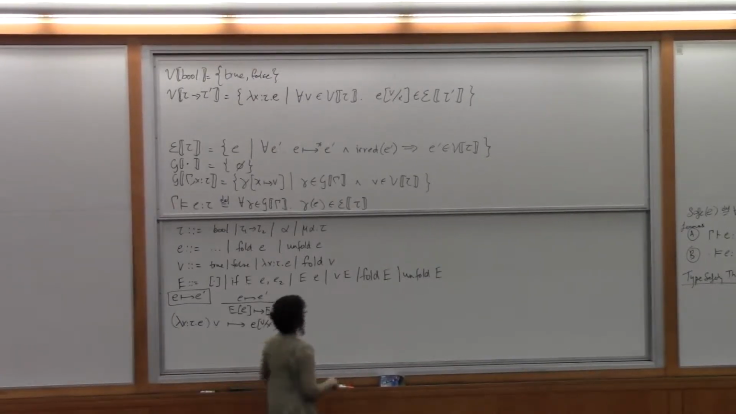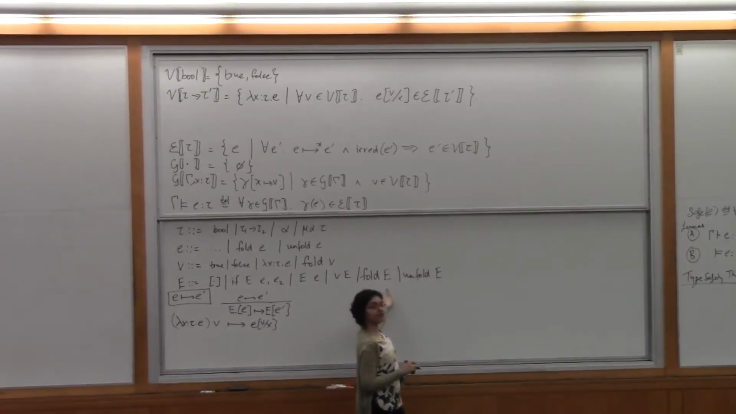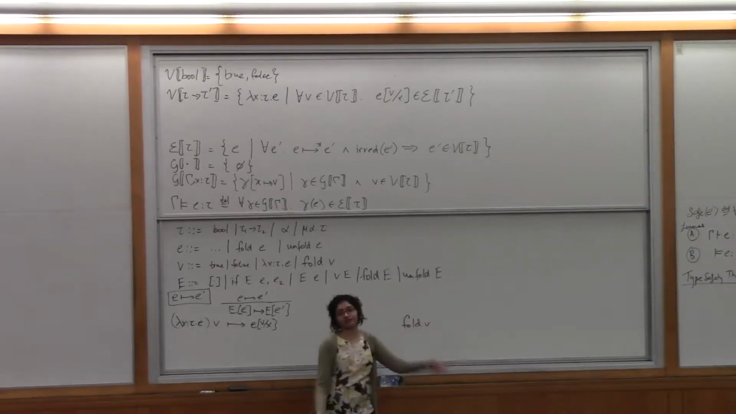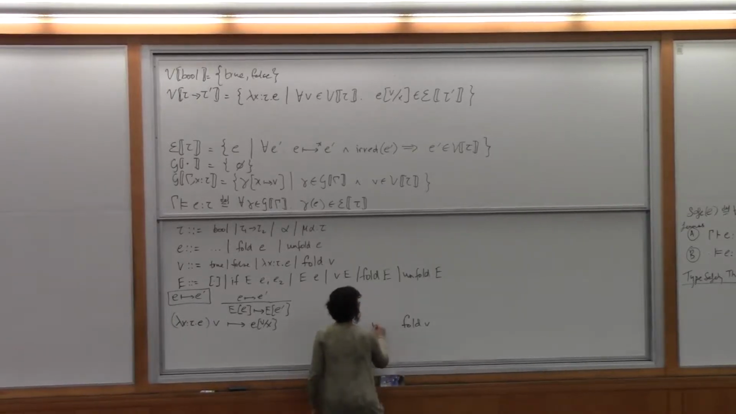So I'm asking you to imagine that if you had a fold e, little e, somewhere in your program, you've evaluated that down to a value. So it might be a fold v now, right? That's a value form. What can you do to these value forms? You can unfold them, right? So you want to be able to do something like this.